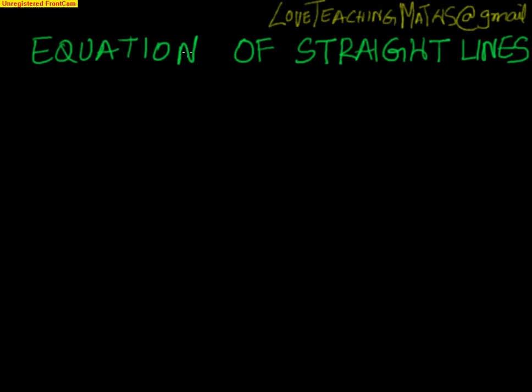So in the last video we have seen about the distance between the 2 points. We have derived the formula for distance between 2 points, and we have also applied the concept with the help of some examples. In this video we will see some of the equations of straight lines and see some simple examples on them.